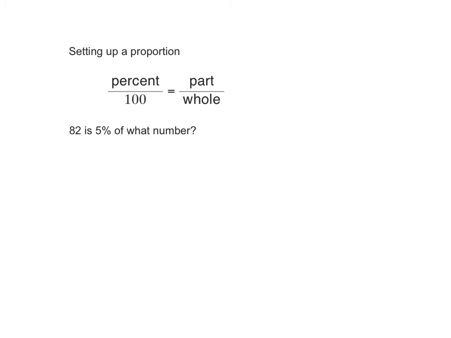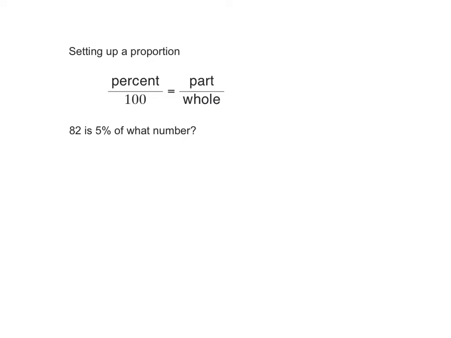Now we're going to do the same exact problem but using a proportion. And when using a proportion, you set it up as the percent over 100 equals the part over whole. Whole is the amount you started with, the original amount. So part is a part of that whole. So if we look at 82 as 5% of what number, we know that 82 is a part of a whole, a full original amount.